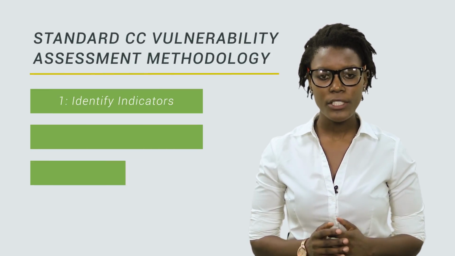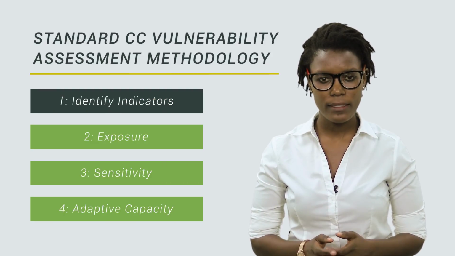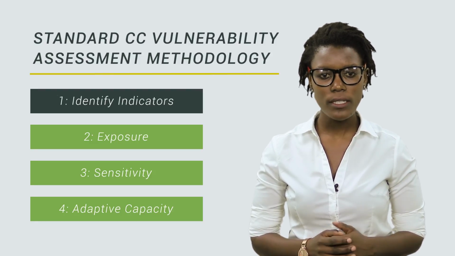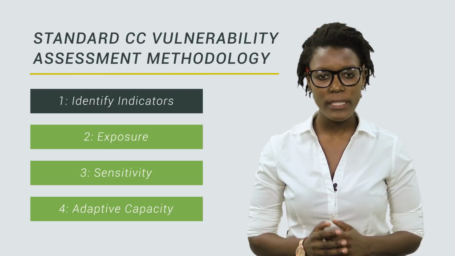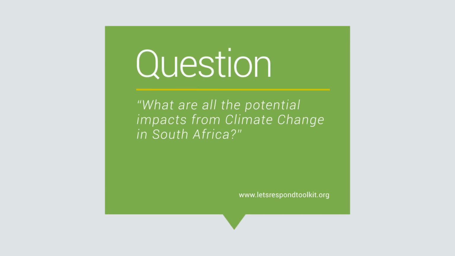In this video, we're going to look at the first step of the climate change vulnerability assessment, which is identifying climate change indicators. Developing a list of indicators will give you a starting point in identifying all the potential impacts to climate change in your area. You can approach the step by asking the question, what are all the potential impacts from climate change in South Africa? This should cover all key sectors in the country, such as agriculture, water, and human settlements.